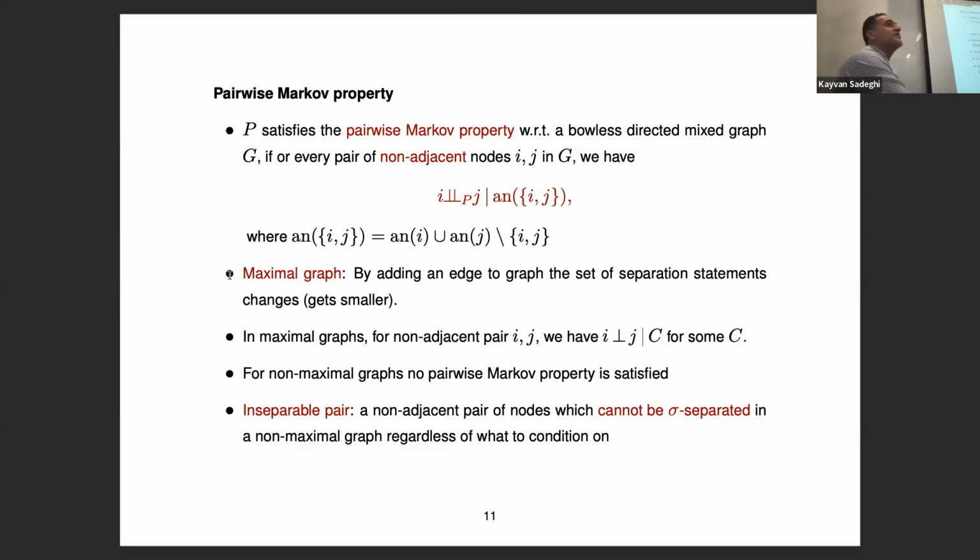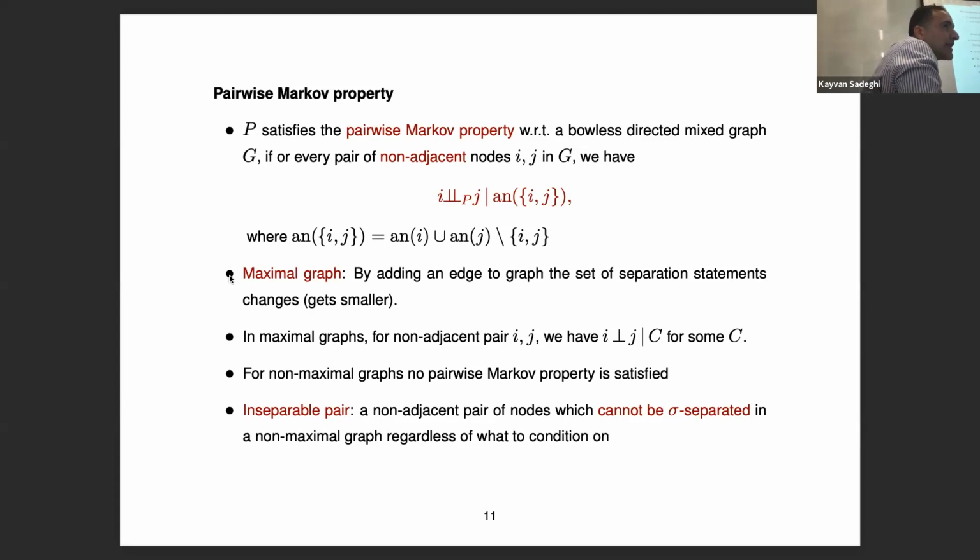But basically there is another concept called the pairwise Markov property. That says that if you have two nodes that are not adjacent in the graph, there is no edge between them, then you should have I independent of J given their joint ancestors in the graph. Okay, so it's only between pairs of nodes as opposed to sets, and it's only given the ancestors.